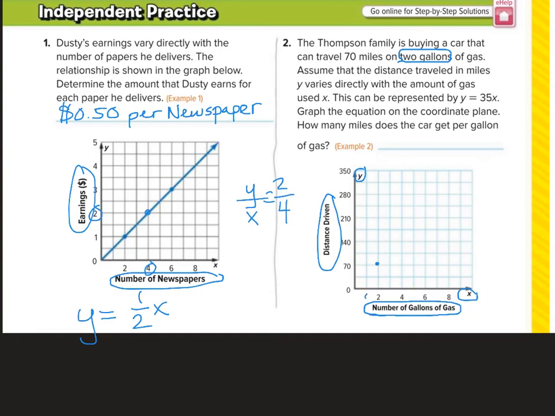So how many miles does the car get per gallon of gas? If this was 1 and then 70, half of 70 is 35. It would be 35 miles per gallon. That sounds like some pretty good gas mileage. I can also find that by taking 70, which is my y value, over 2, which is my x value. 70 divided by 2 is 35, which is where they got this number from.